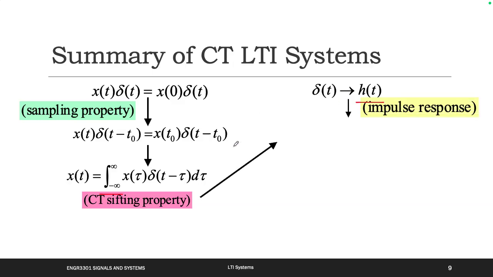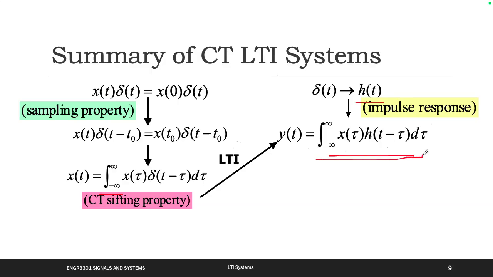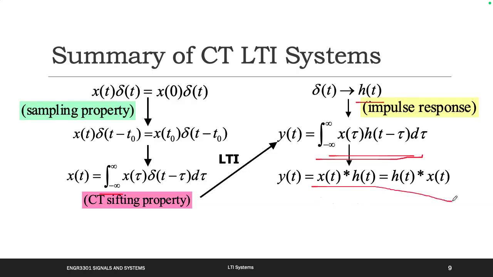since this is the LTI system, we have this equation. What's this? Convolution. Yeah, it's still convolution, but it's convolution integral. So we can also use star to represent it. Yeah, and then what's the property we use here? Commutative. The order can change.